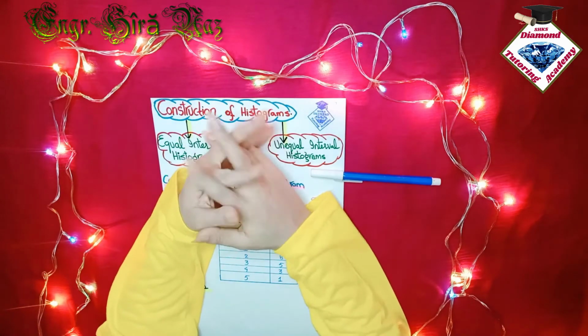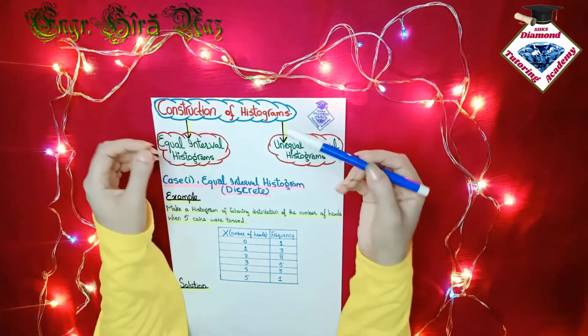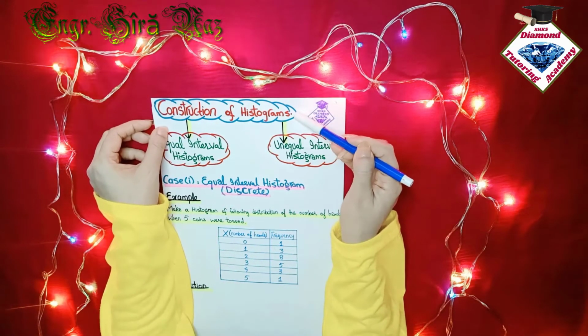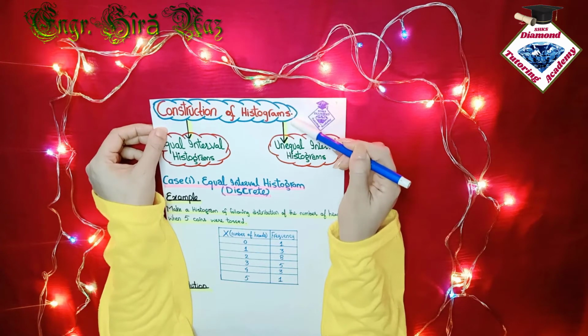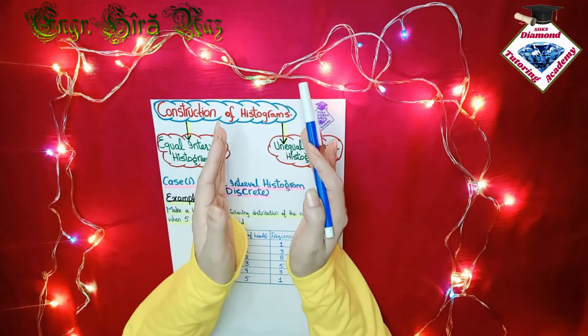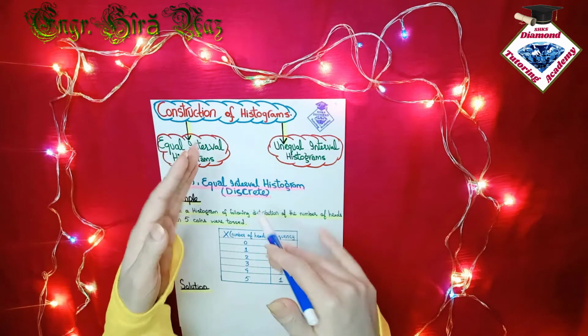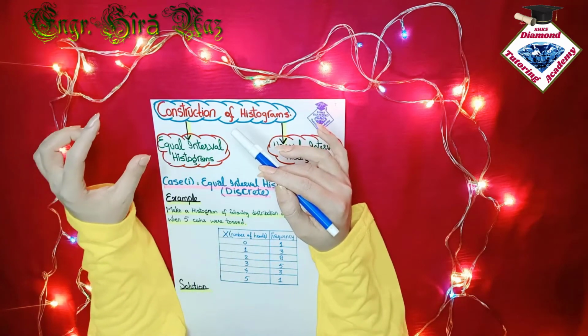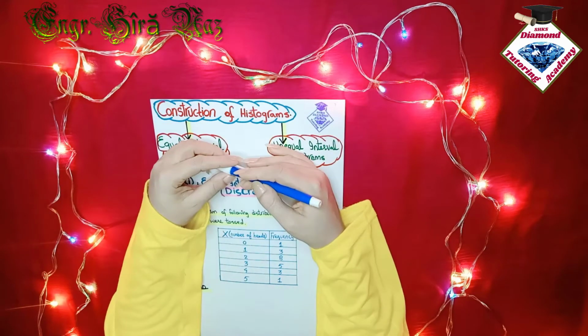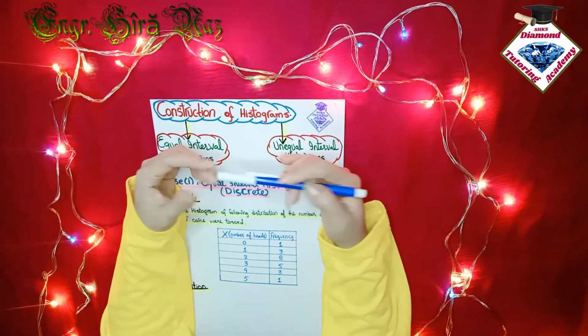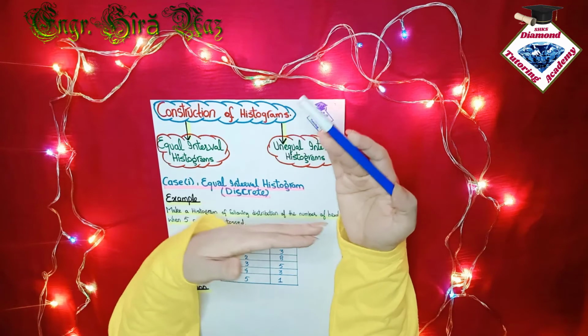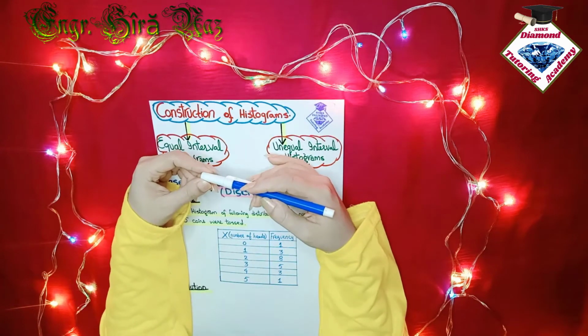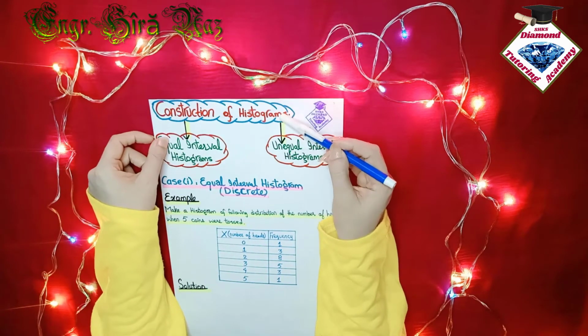Welcome here. Let's move to the topic, and that is construction of histogram. Histogram is a graph of adjacent rectangles constructed on the XY plane. Understand? It is basically a graphical representation of frequency distribution. In a past video, we have discussed what the frequency distribution is. Today, we talk about histogram.